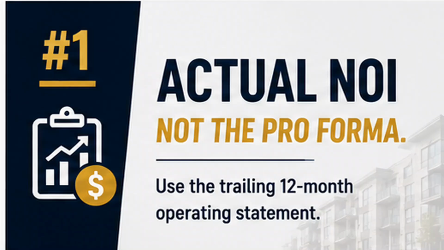The first number I want to know is the property's actual net operating income, not the seller's projected NOI, not the broker's pro forma. The actual NOI the property is producing today. I want to see the trailing 12-month operating statement and compare it to the current rent roll. Then I want to determine whether the income and expenses are realistic. Because if your starting NOI is wrong, everything downstream in your analysis is wrong. Your cap rate is wrong, your valuation is wrong, your financing analysis is wrong, and ultimately, your offer price could be wrong.